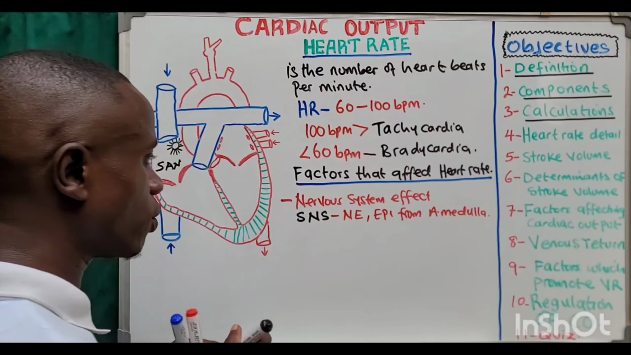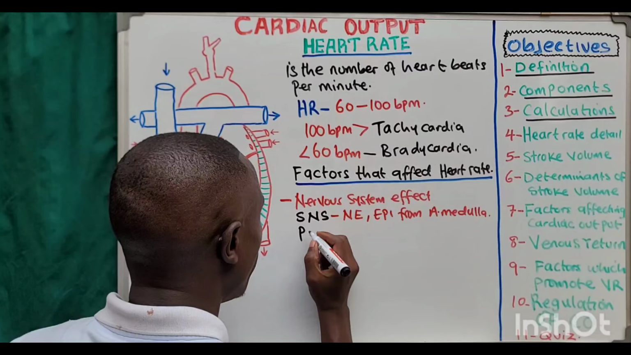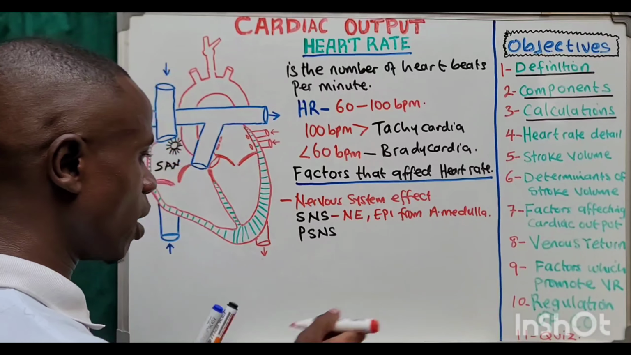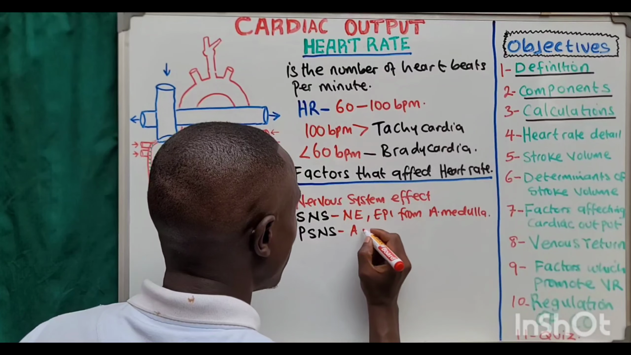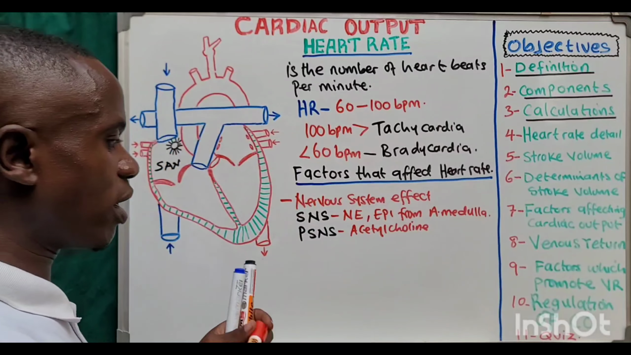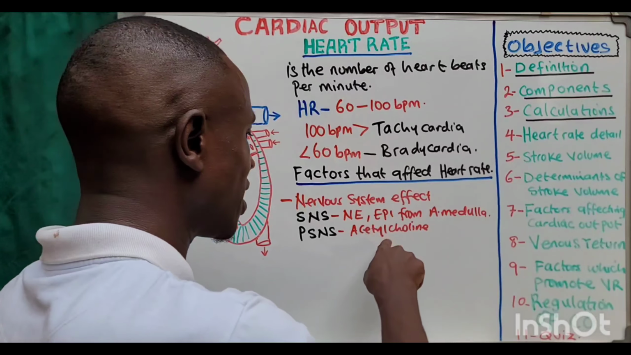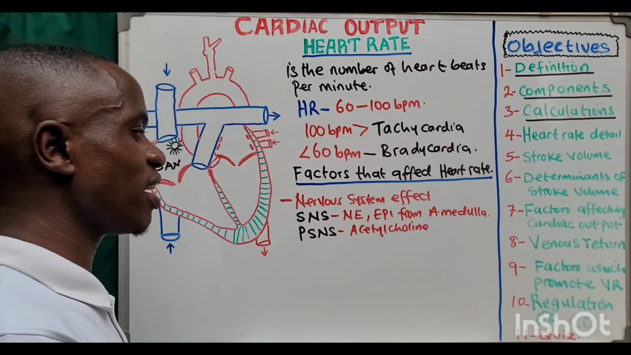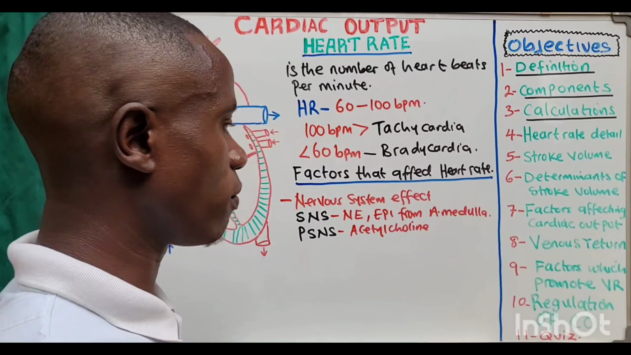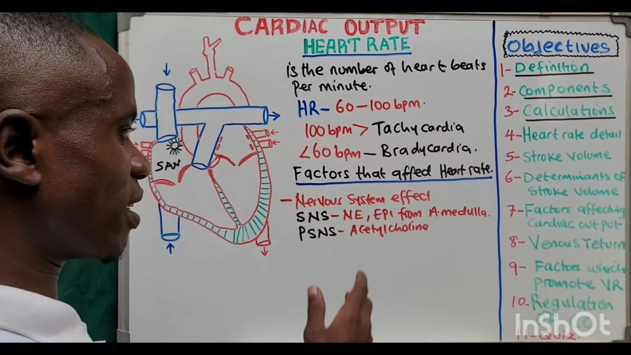Now, we have also another branch of the nervous system which can slow down the heart rate. And that one is what we call the parasympathetic nervous system. And this one is going to be by the release of acetylcholine by one of the most beautiful nerves, which we call the vagus nerve. Now, acetylcholine can also come down on the SA node and inhibit its firing ability, leading to the reduction of heart rate. Okay, so now that is one of the many factors that affect heart rate.